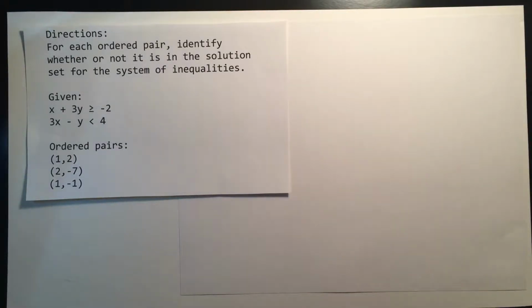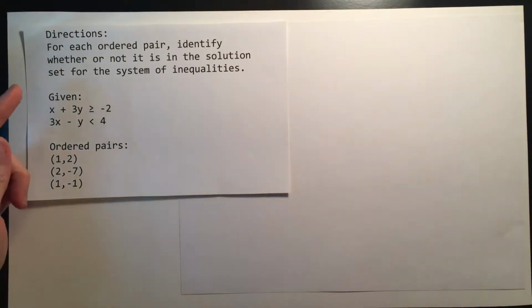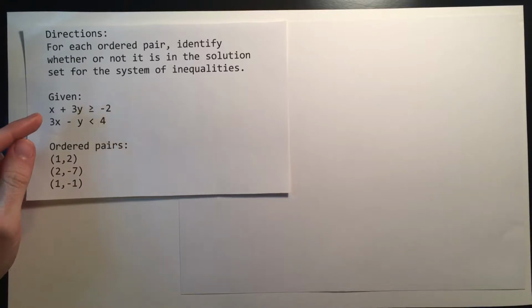Let's read the directions to the problem. For each ordered pair, identify whether or not it is in the solution set for the system of inequalities. Given x + 3y ≥ -2, and 3x - y < 4. And then the ordered pairs that we're given are (1, 2), (2, -7), and (1, -1).